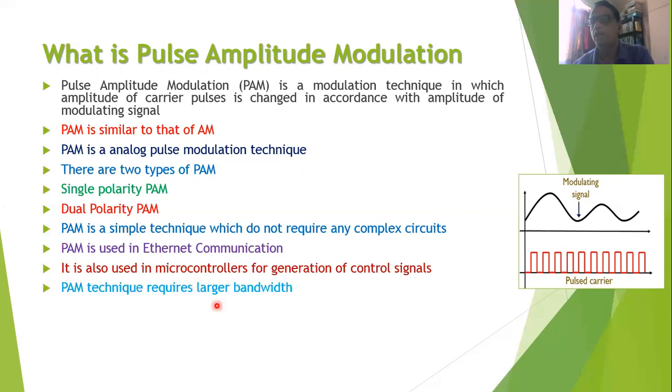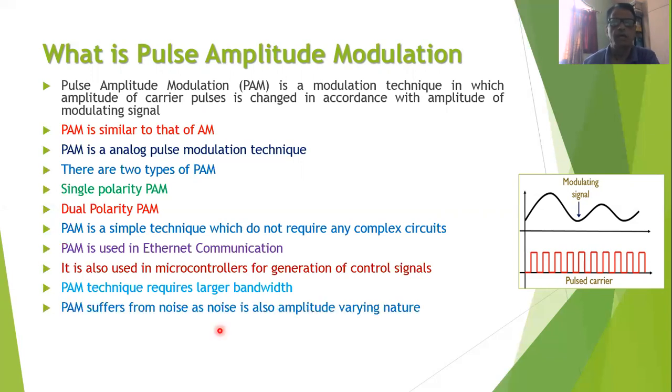The drawback of the PAM technique is that it requires larger bandwidth. Any pulse modulation technique will require larger bandwidth. Also, you will find that the PAM technique suffers from noise, because the nature of the noise is also amplitude varying, and therefore many times it becomes difficult to separate the noise from the PAM signal, and therefore the PAM technique suffers from noise.